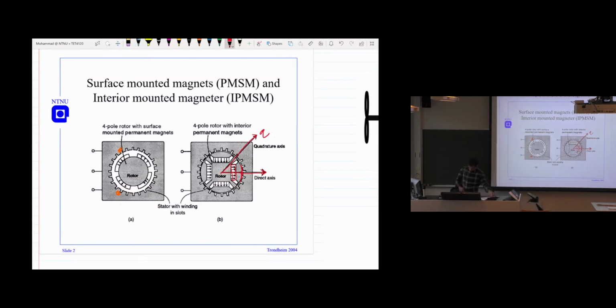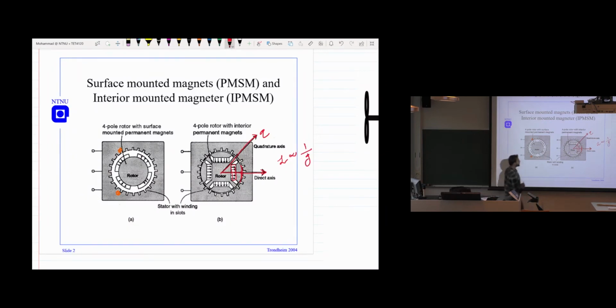So why we are talking about this air gap is because we see that the torque of a machine depends on the inductance of the machine, and the inductance depends on the air gap. If you remember, the inductance of the machine is inversely proportional to the air gap.